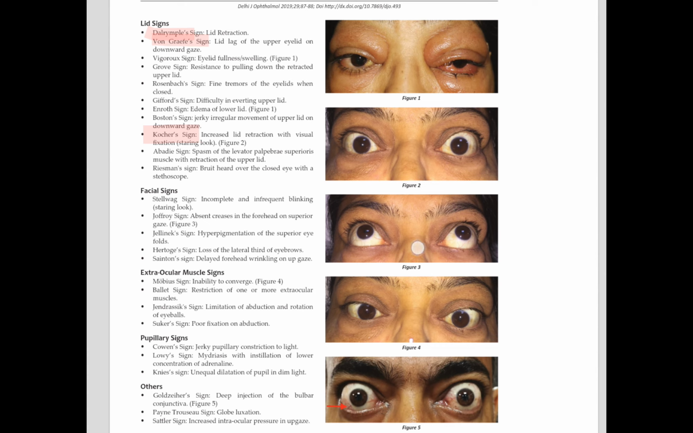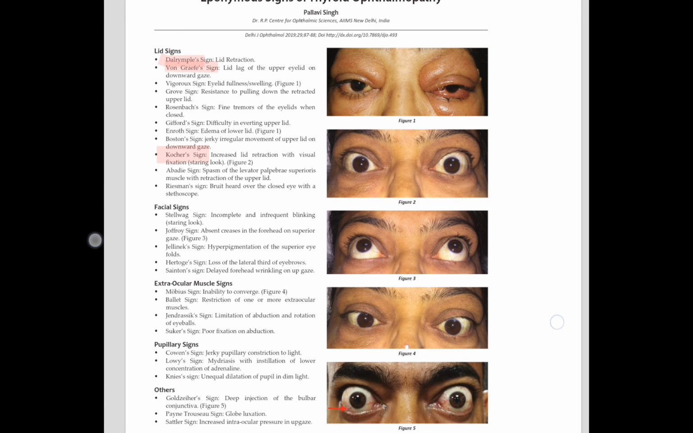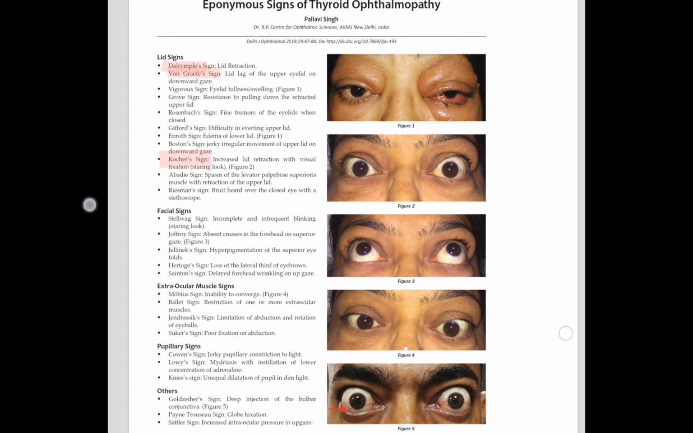Geoffroy is no frowning. Moebius sign is absent convergence, and the Goldzieher sign is deep injection of the bulbar conjunctiva. So this much if we remember, most of these important signs are asked in the questions. We don't need to remember all. It will be difficult for us.